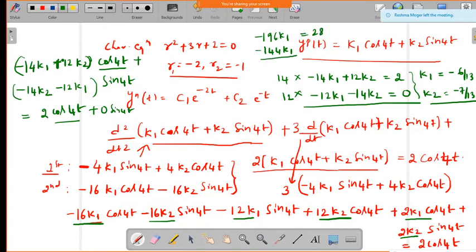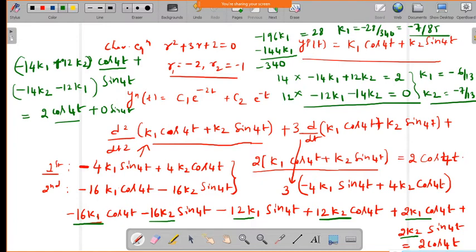Add this one. So it is minus 340. Okay. So k1 is minus 28 by 340. So how much is it coming? Is it 1 by 84 or something like that? Minus 7 by 85. Yeah. So this is the answer, whatever you got.